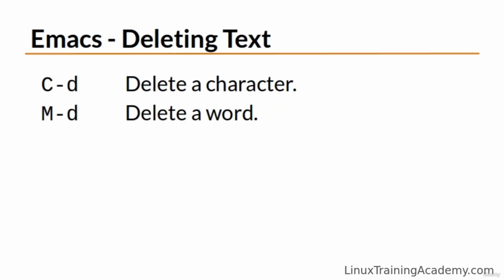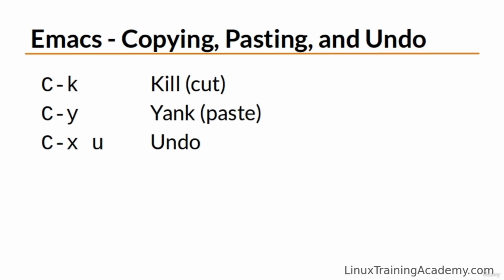To delete a character, type Control-D. To delete a word, it's Meta-D. Control-K will kill the rest of the current line. To kill the entire line, just position the cursor at the beginning of the line and type Control-K. In VI, yank means to copy. In Emacs, yank means to paste. So Control-Y is to yank or paste from the previously killed text. To undo, type Control-X, U.